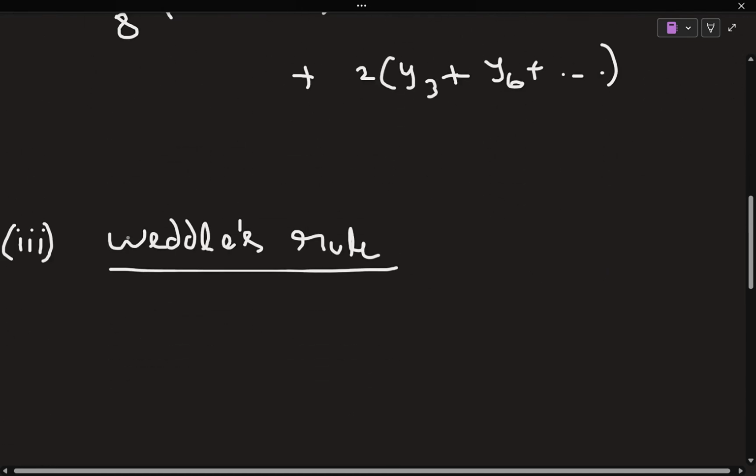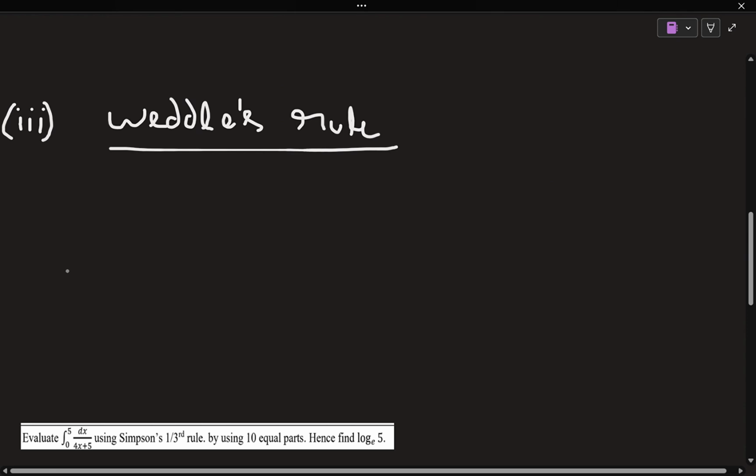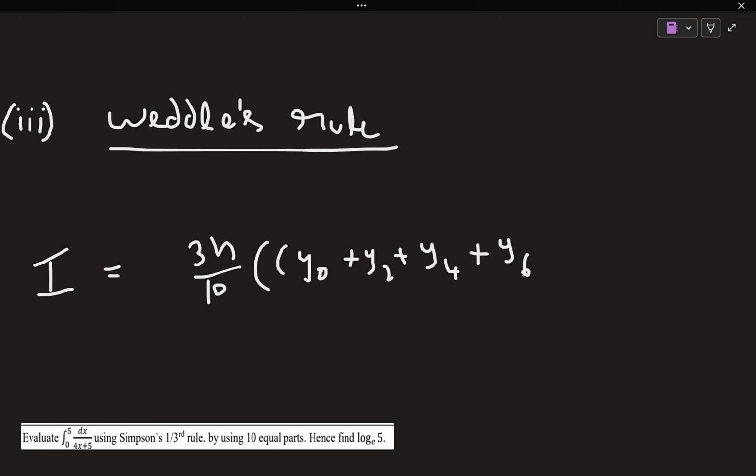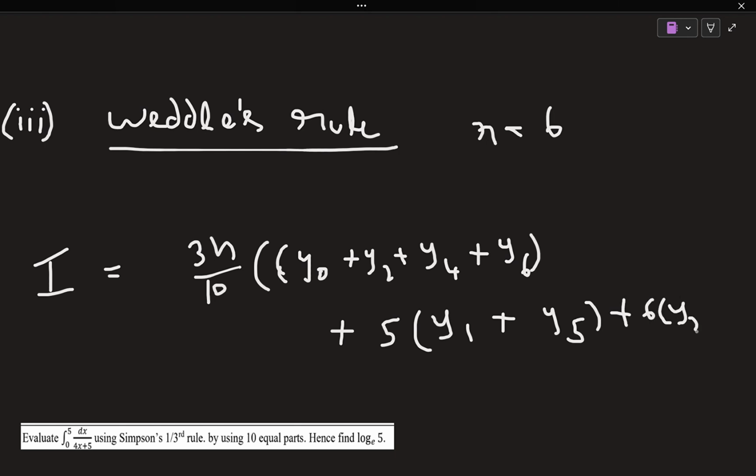Let's come to Weddle's rule, and this is comparatively weirder. Your I is given by 3h by 10 into your first star, adding all the even terms. This usually works only for a multiple of 6. So if your n is a multiple of 6, then only you can use this. So y0, y2, y4 plus y6. Usually they stop at 6 even in the exam, so you don't worry. Plus you have 5 into y1 plus y5. Here you're excluding y3, and y3 will come here, 6 into y3.